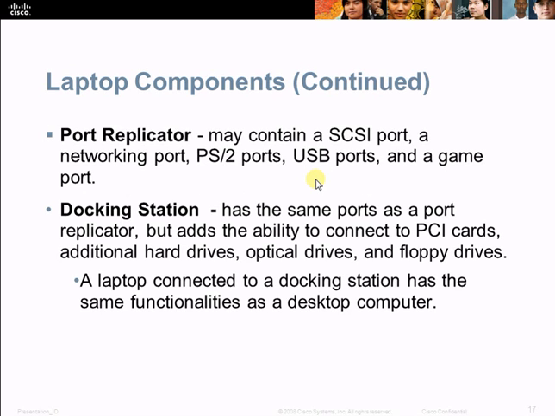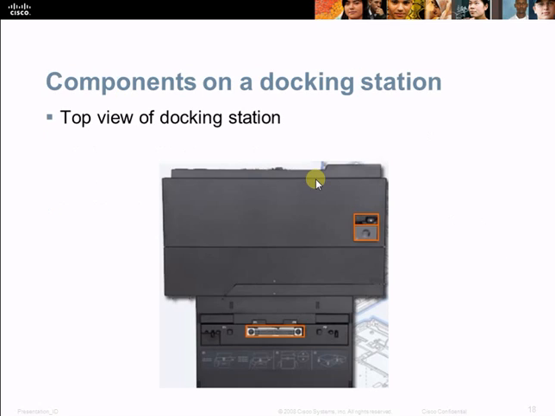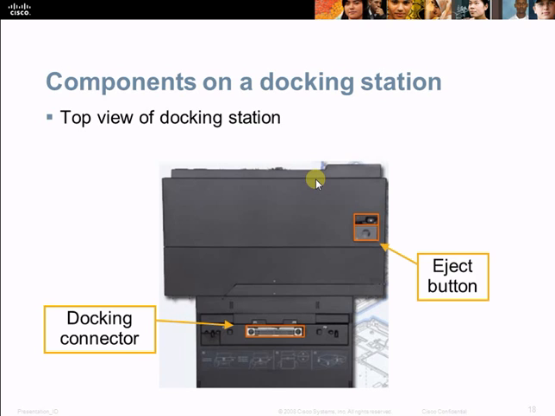So we have some other components. We have our port replicator, which allows us to have a SCSI port, networking port, USB port, or a game port. Docking station. It can have the same ports as a replicator, but it adds the ability to connect other things to it and do it quickly. And usually you'd have a docking station that you would leave at your desk, and you would just click your computer down on that. So here's a view of the docking station. You can see the docking connector, the eject button. There's a power button.